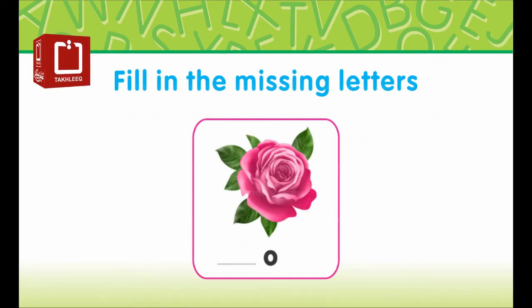Here we see the picture of a rose. Here is written dash O S E. The spellings of rose are R O S E. Rose. Here letter R is missed, so we write here R.